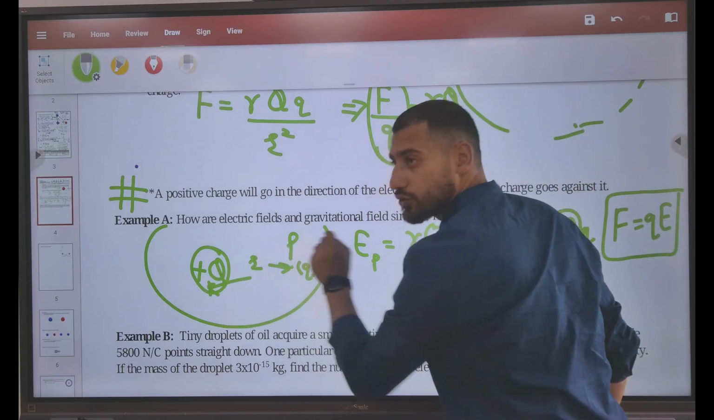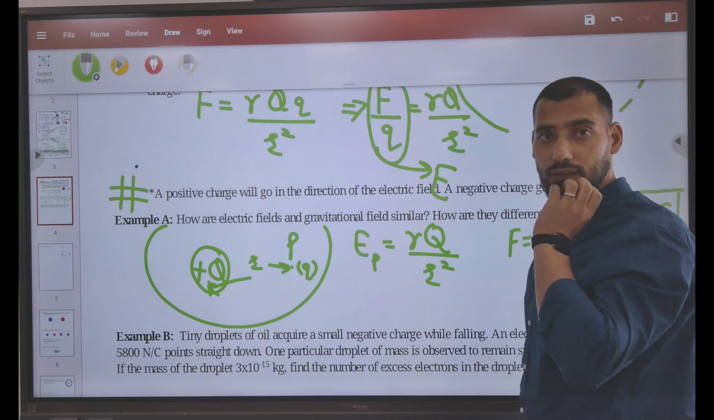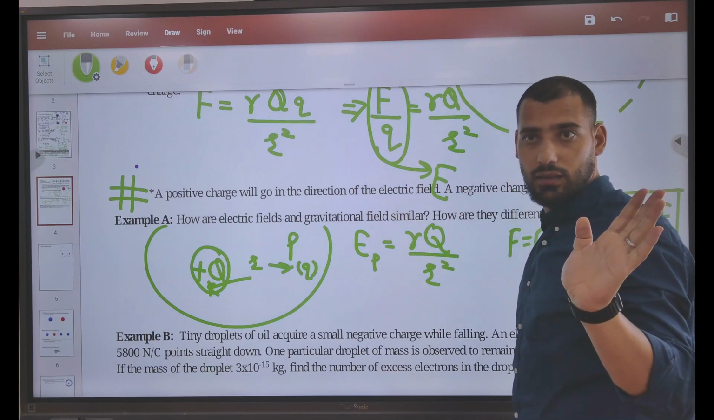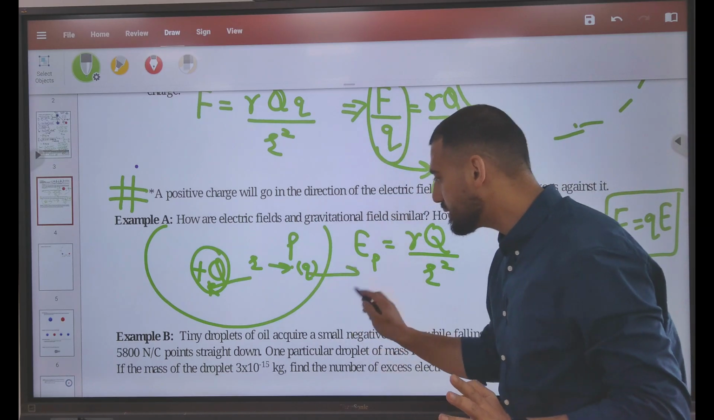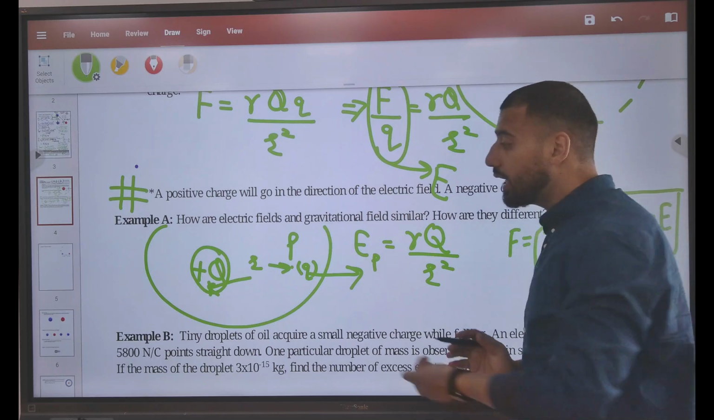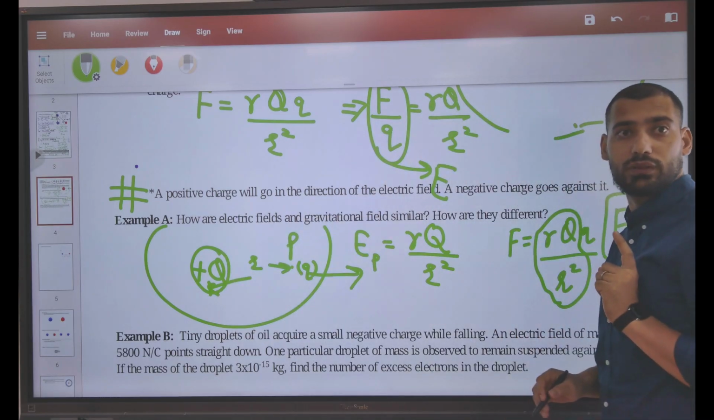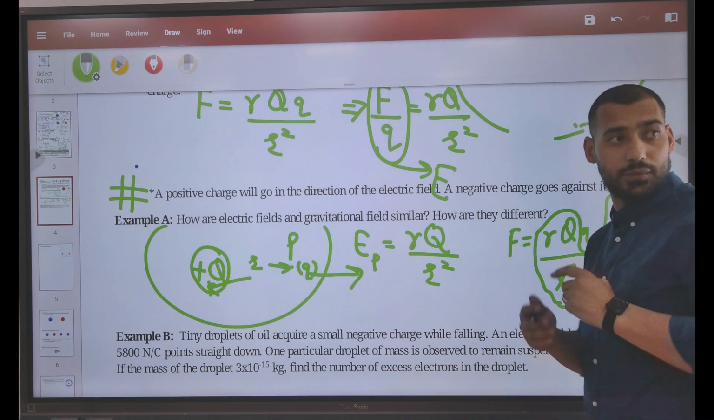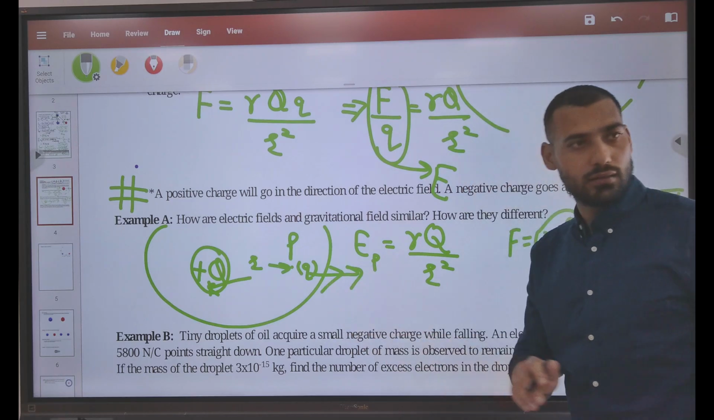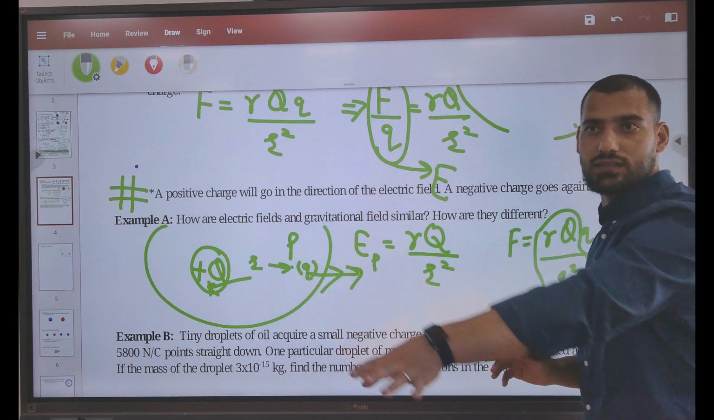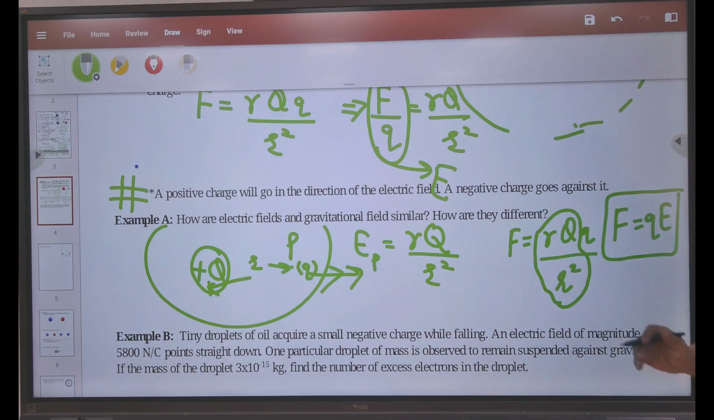If this charge is positive, what is the direction of the electric field? Away, isn't it? And away means something like this. And what is the force between the two? If this is positive, this is positive, what will happen? What will be the direction of the force? Repulsive. So it will be same, isn't it? Force and electric field are same. So see, what is the direction? The direction of the electric field is equal to the direction of the force when this charge is positive.